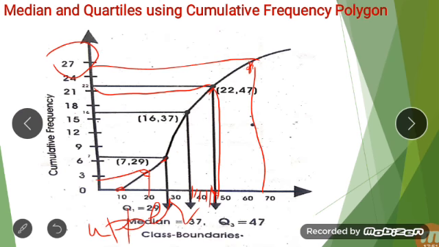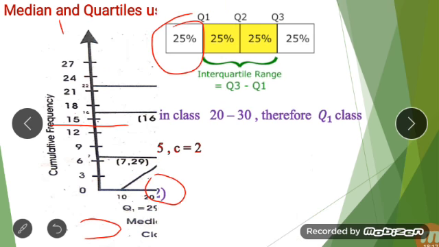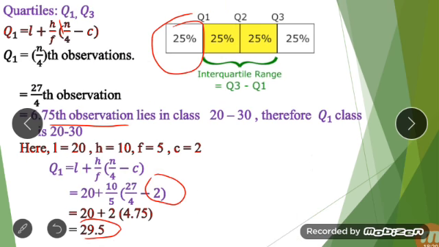Now let's look at this on the graph. We can see that the cumulative frequency of 20 to 30 is 7. So from 7 we draw a horizontal line which will touch the graph of the frequency polygon, and from that point we draw a vertical line which will touch the x-axis. From there you read the value, which is near about 30, that is 29. So Q1 is 29, and with the help of the formula we also found 29.5, which is almost similar.